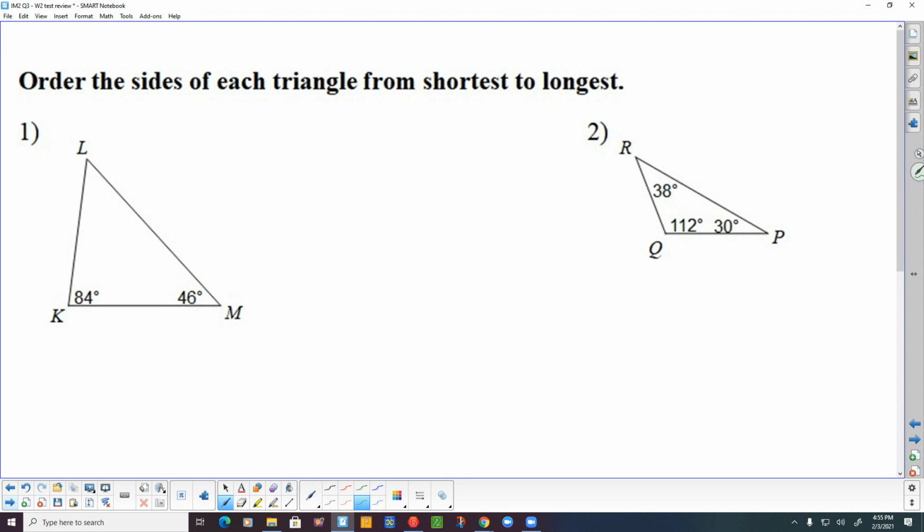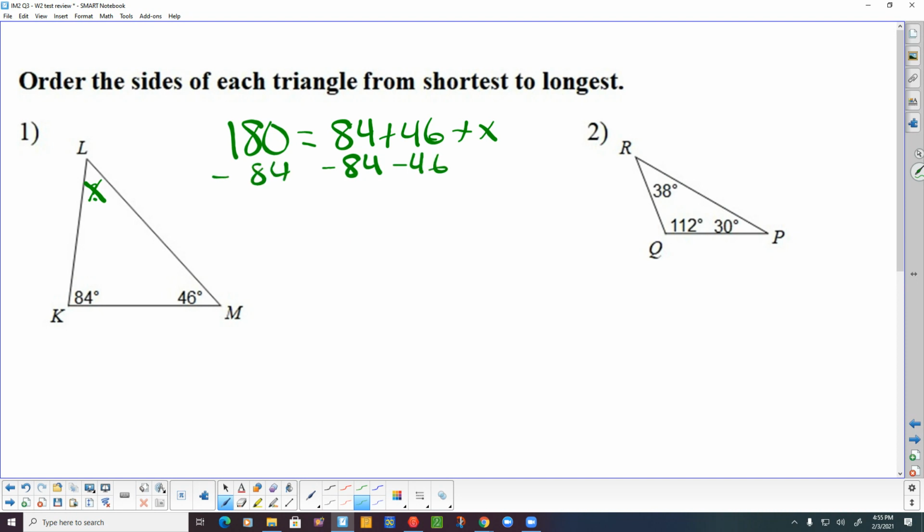I got a problem on number 1. I only have 2 angles. I don't know what this angle is, but I do know the total is 180. So let me subtract out: 180 equals 84 plus 46 plus x, angle L. Subtract 84 and 46 from both sides, and I get 50 equals x. So this is a 50-degree angle.